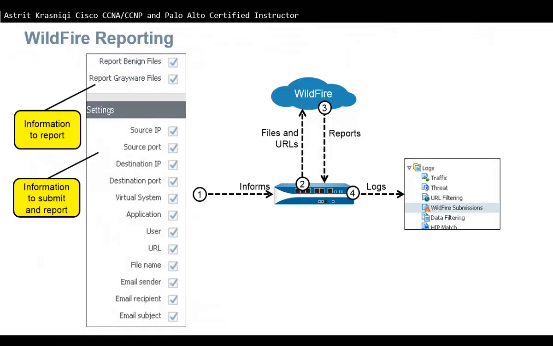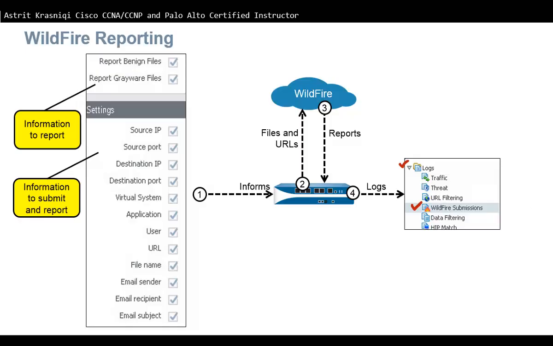Now WildFire Reporting. Every time we send any files or URL to be analyzed by a WildFire cloud, the WildFire technology will analyze that and it will report the finding to the firewall. We can also configure both the types of information that we send to the WildFire and how much or amount of the information is returned back to our firewall. And then information reported back to the firewall will be located under the logs and WildFire submissions.